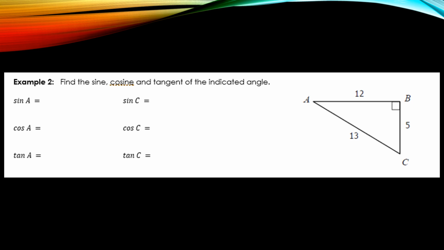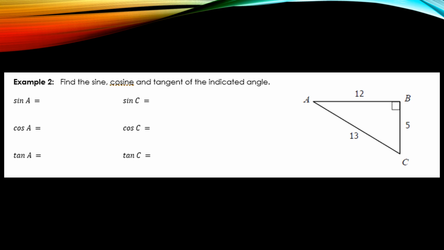So in example 2, we have a right triangle. We have all three sides. Should you only have two of the sides, then you would want to use the Pythagorean theorem to find the missing side. So we're going to do our ratios. If your ratios simplify, you want to make sure that you simplify your ratios. So if you get something like 8/10, you would want to simplify that to 4/5.